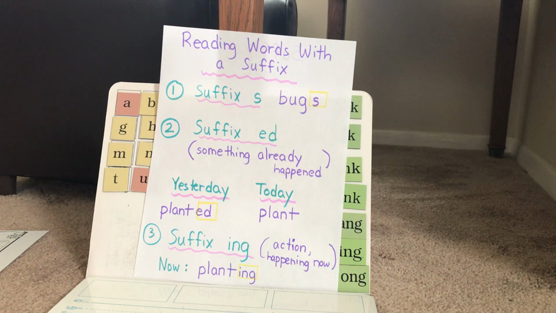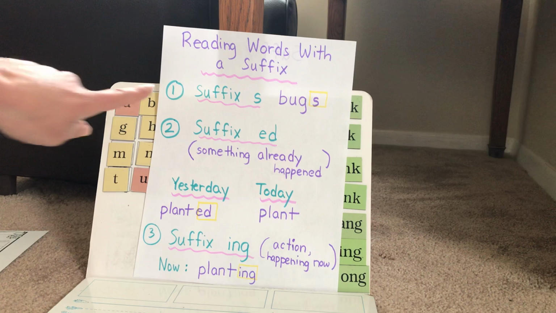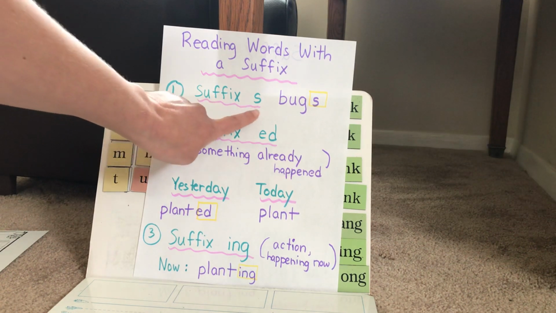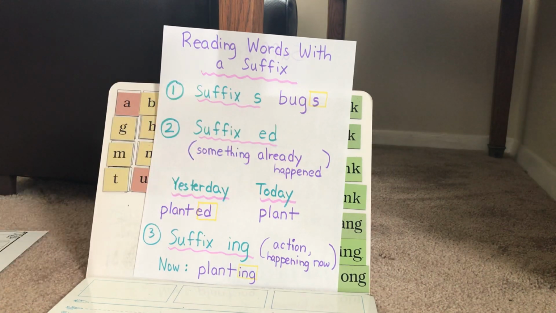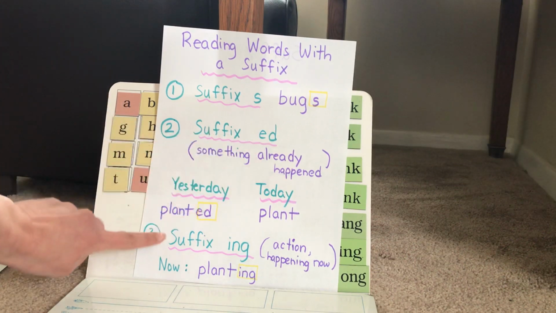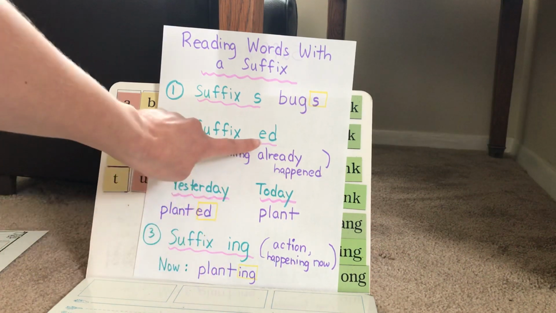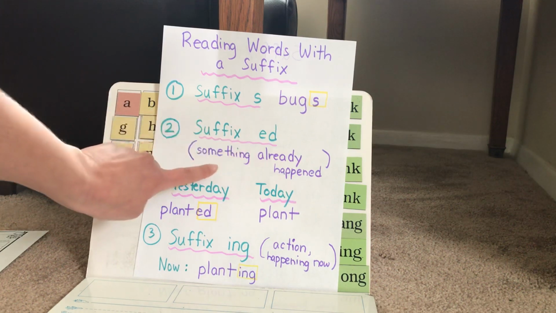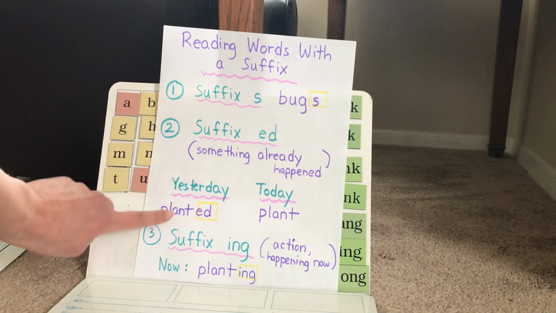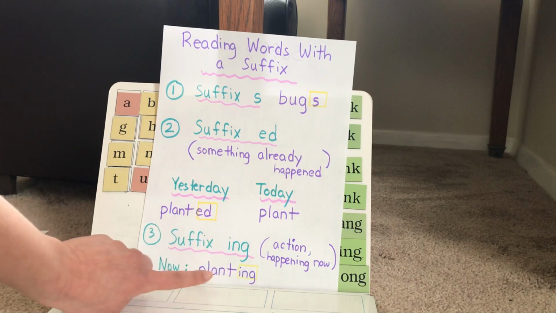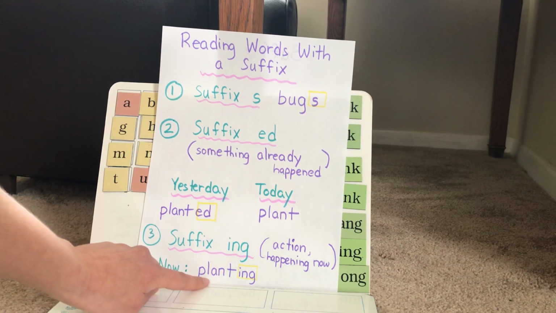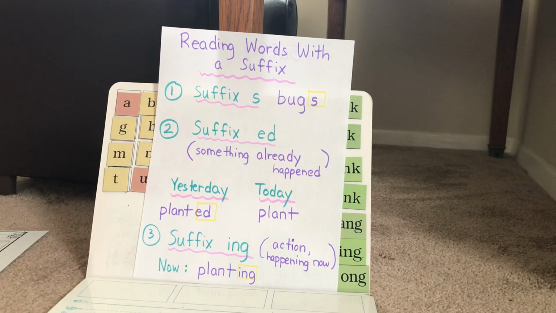So I have our little review sheet for suffixes, reading words with a suffix. We've already learned about suffix s, right? So we add s to bug and it becomes bugs, more than one bug. And this week we started learning about suffix ed and suffix ing, right? Ed can say ed or id, and it shows something already happened, like planted. Ing shows action happening now. And when you add it to a word, it would say planting, for example.